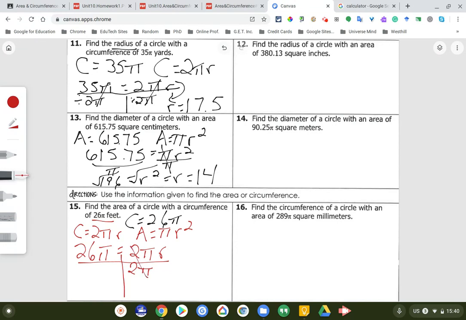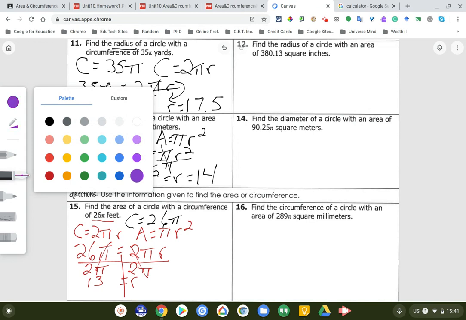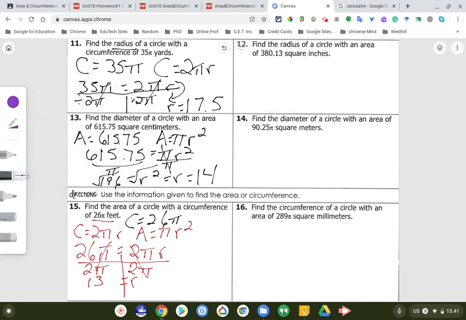Whatever I do on this side, I have to do on this side. So I'm going to divide by 2 pi here. Okay. And if the pi's cancel out, what's 26 divided by 2? I know the answer already is just going to be 13. So my radius is 13. Now I'm going to take my radius. Okay. Now let's do another color here. Let's do purple.